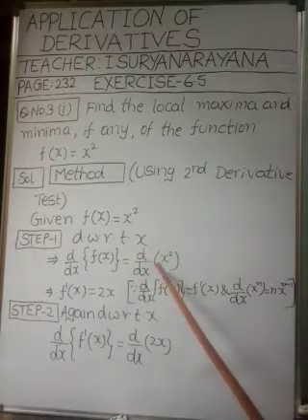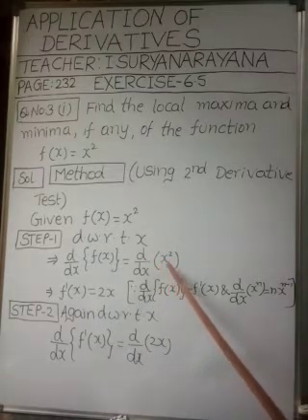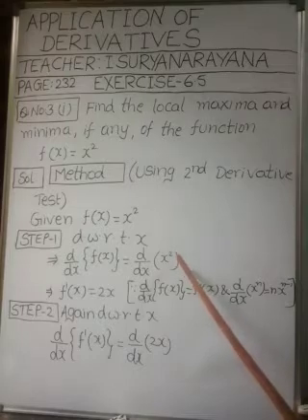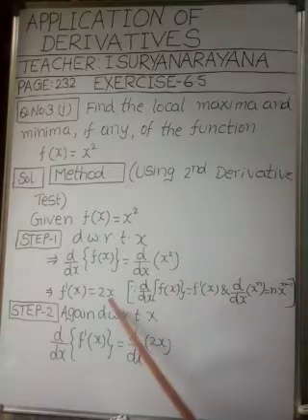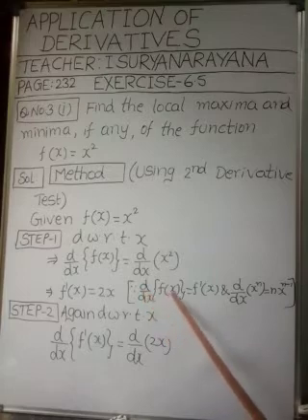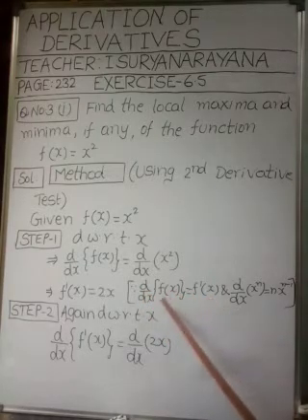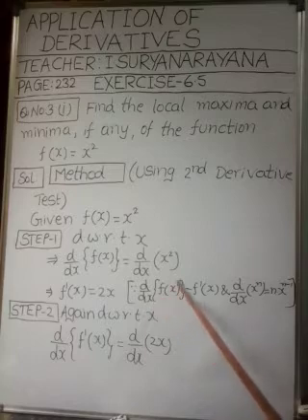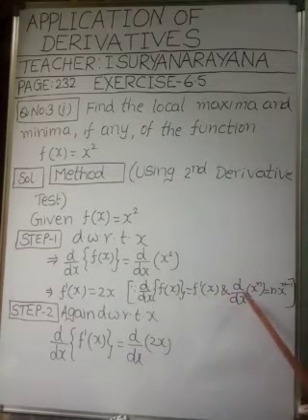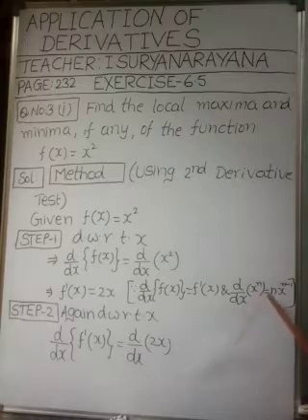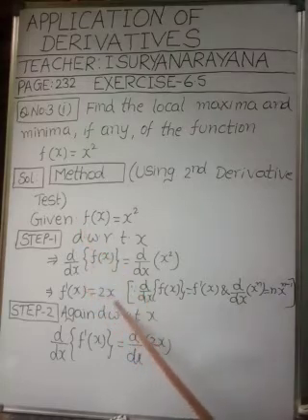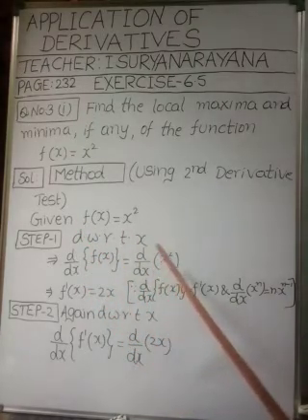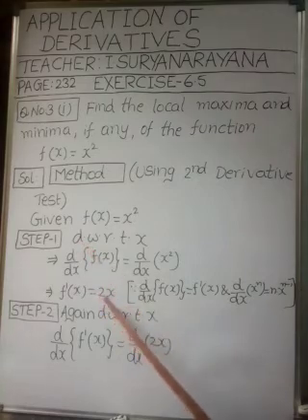How do you find the derivative of this function? It is in the form of d by dx of x power n. So by using that derivative formula, n into x power n minus 1, we get here 2x. Because d by dx of f of x can be denoted by f dash of x, and we used the formula d by dx of x power n is equal to n into x power n minus 1. These are all the steps under step 1.